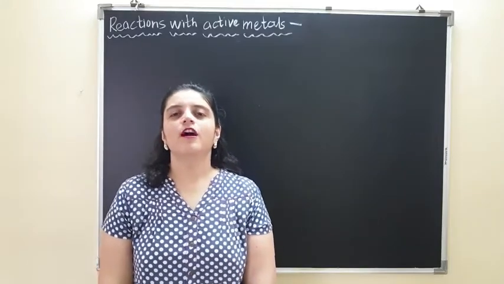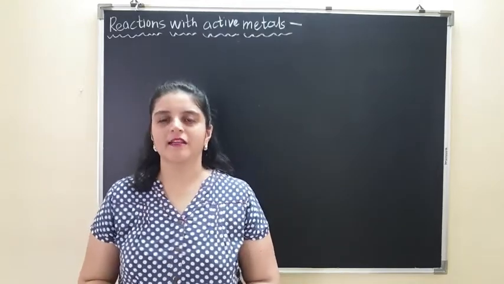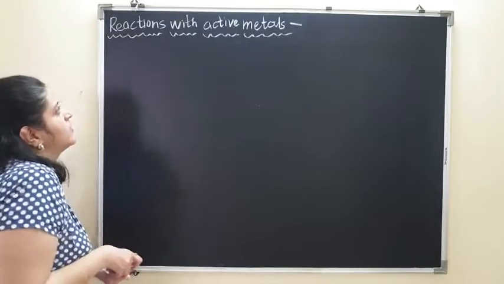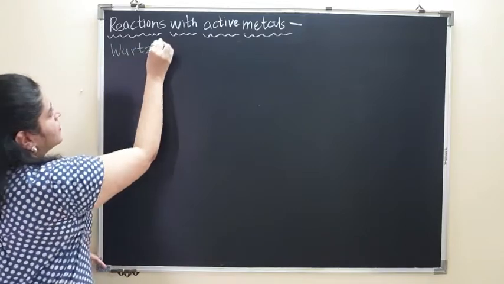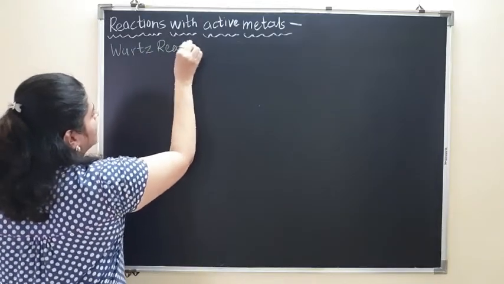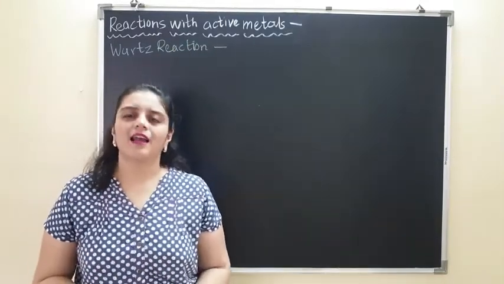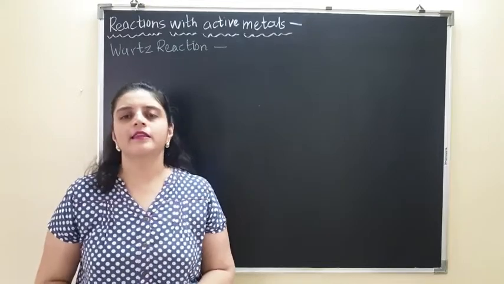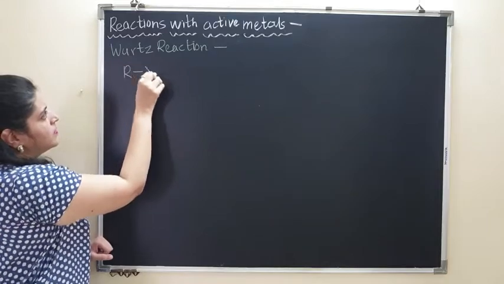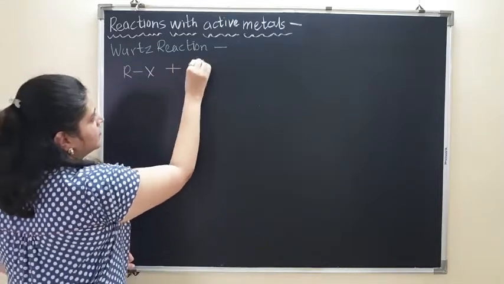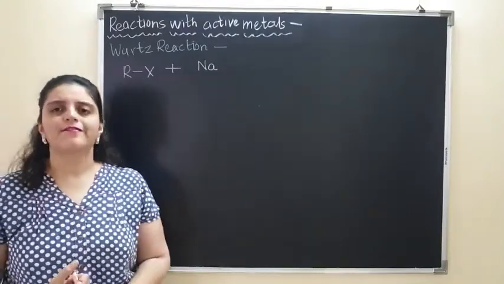Everyone, today we are going to learn another reaction of alkyl halide with active metal, and the name of the reaction is Wurtz reaction. In Wurtz reaction, alkyl halides will react with sodium metal like this: RX plus Na in presence of dry ether.